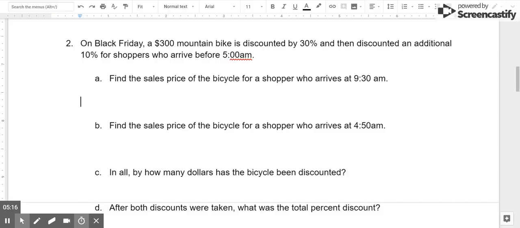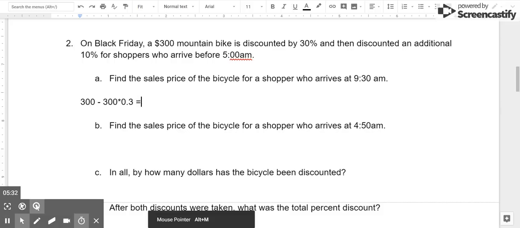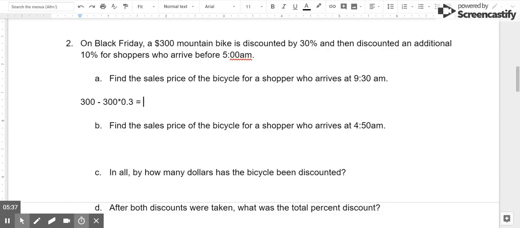Here's what we know. We know that the bike was $300, and then we're taking 30% off. So one way to do this would be to take $300 minus $300 times 30%. 30% of 300 is 90. So that changes my expression to 300 minus 90, or in other words, 210. So the bicycle costs $210, or the bicycle is on sale for $210.